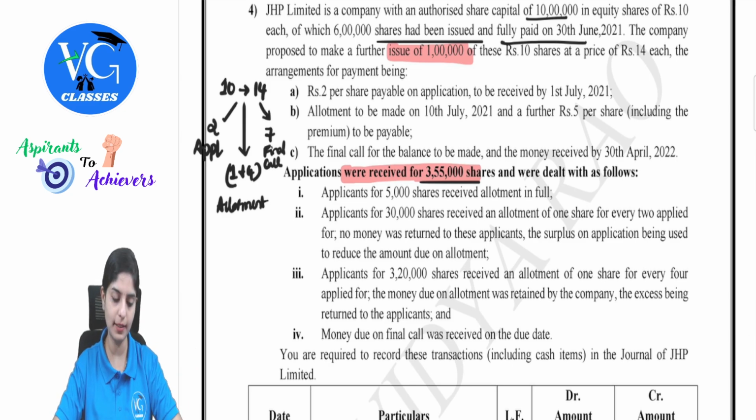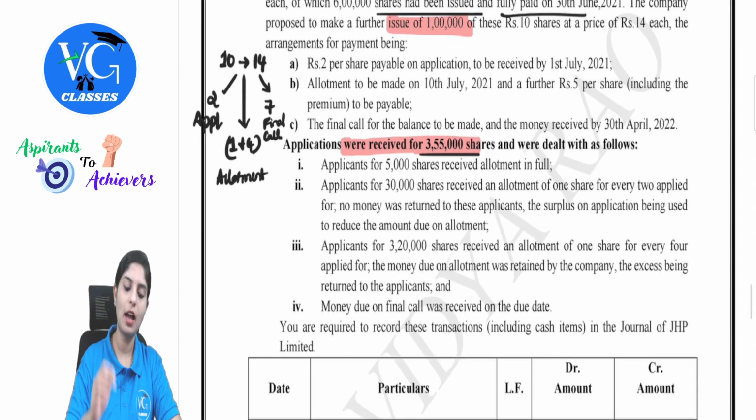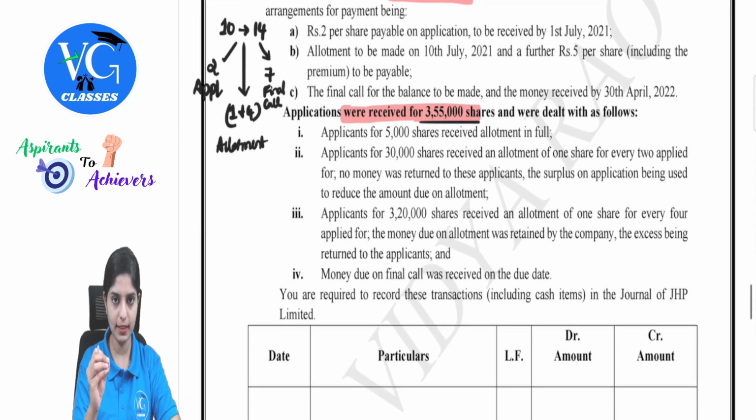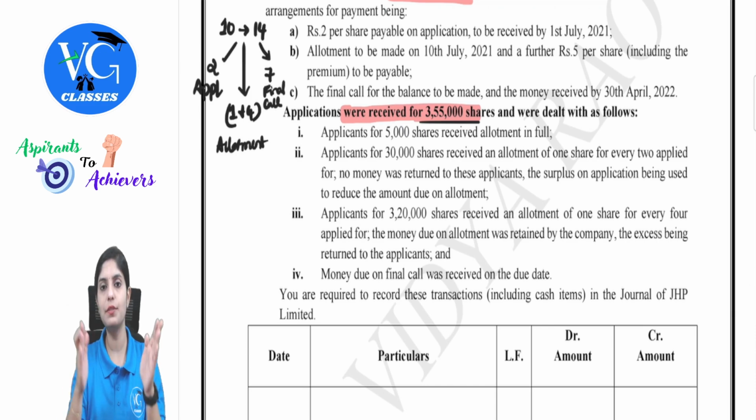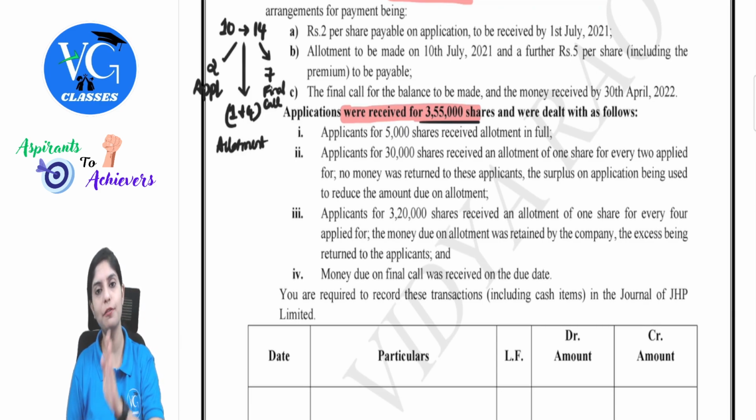Now, what are they telling? How is this being considered? Applicants for 5,000 shares received allotment in full. So what does it mean? They are just categorizing this now. 3,55,000 is divided into different branches. So first branch, 5,000 shares allotted and that was received in full. So they had applied for 5,000, they also got 5,000. This is what it means.